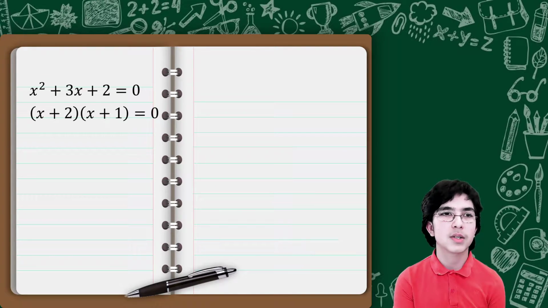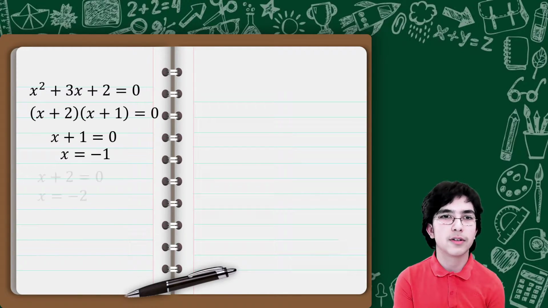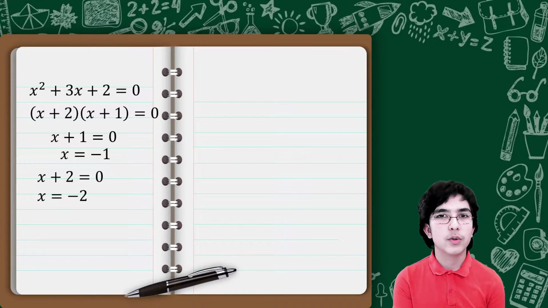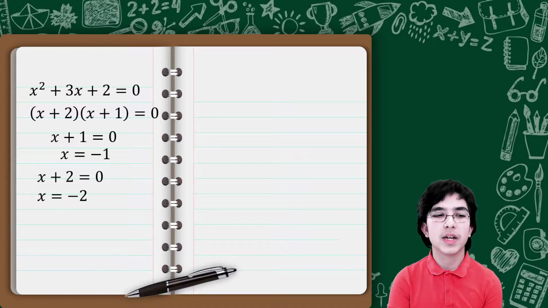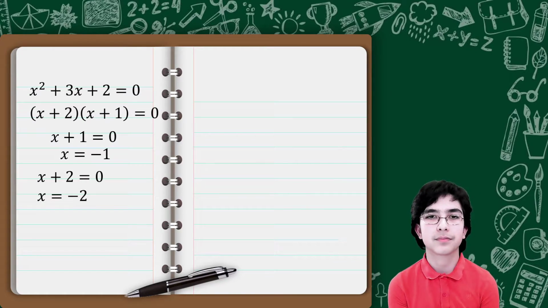So what plus 1 equals 0? Minus 1 plus 1 would equal 0. And what plus 2 equals 0? Minus 2 plus 2 equals 0. So x is both minus 1 and minus 2.